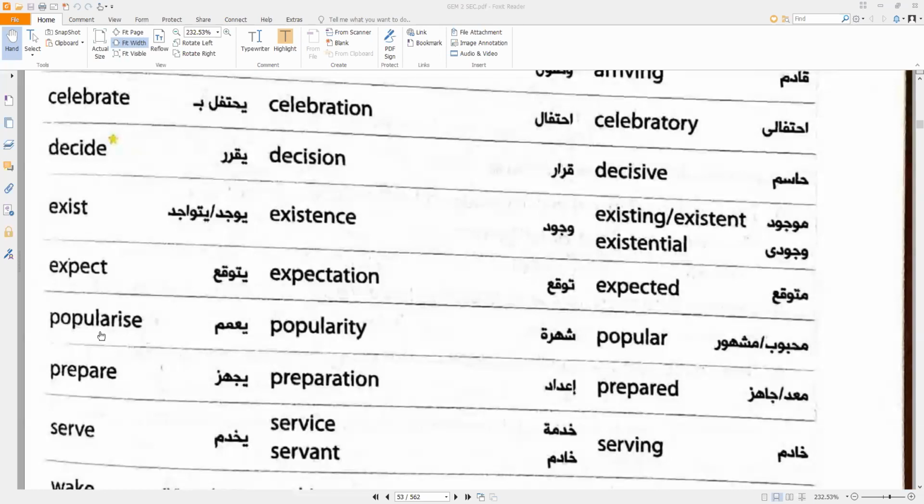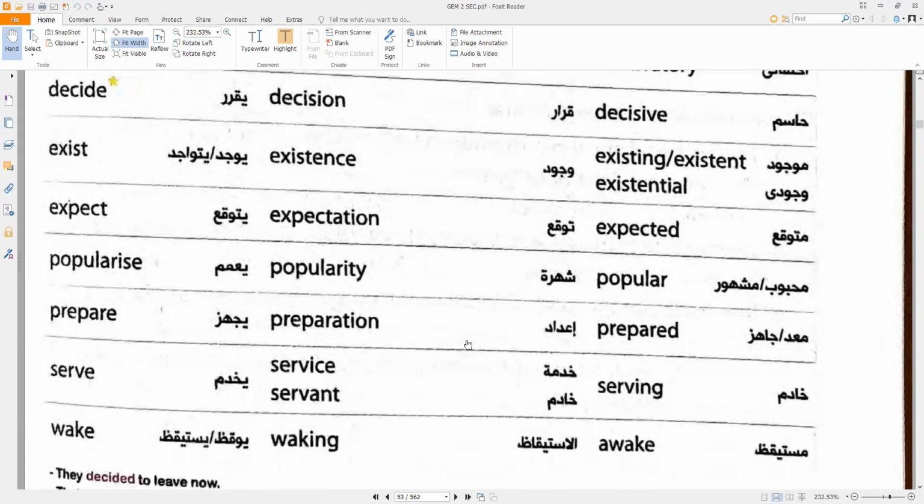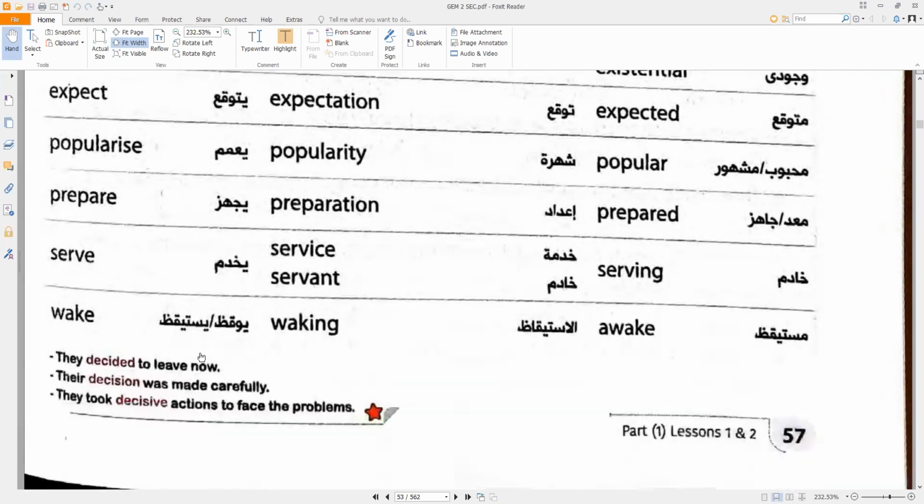Popularize, popularity, popular. Prepare, preparation, prepared. Serve, serves, servant, serving. Wake, waken, awake.